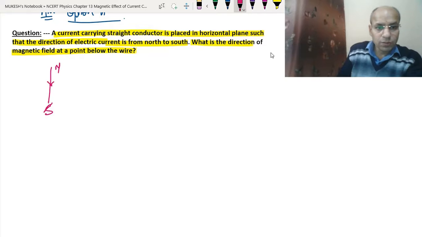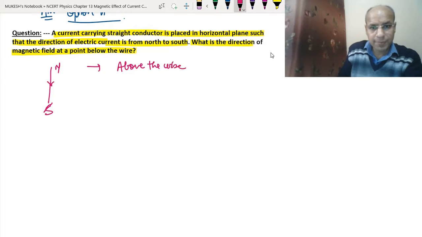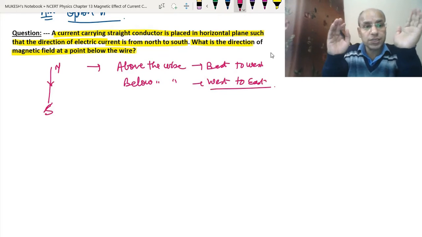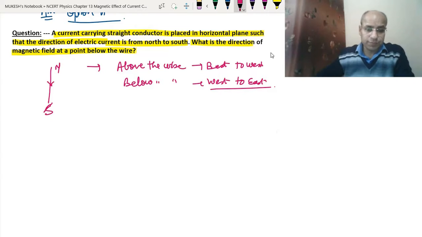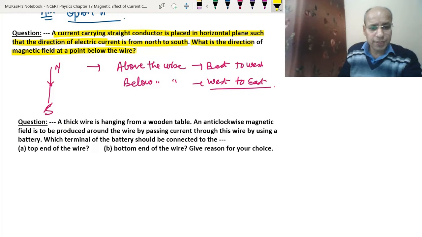Okay, so you can say above the wire east to west, and below the wire it will be west to east. So this will be the direction of magnetic field. I hope this is clear to you. Now the next question. In this question, a thick wire is hanging from a wooden table.